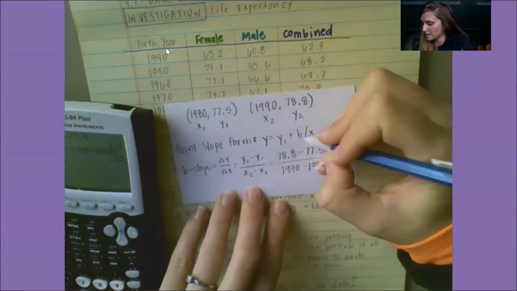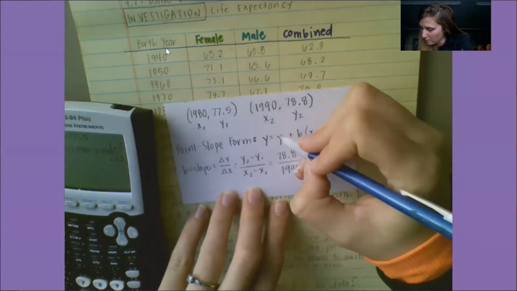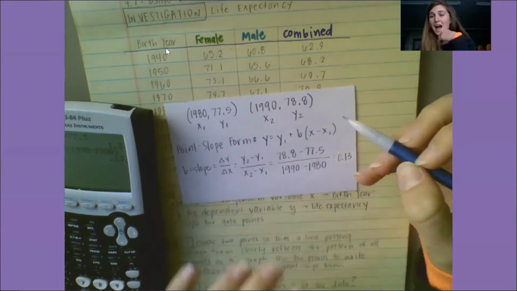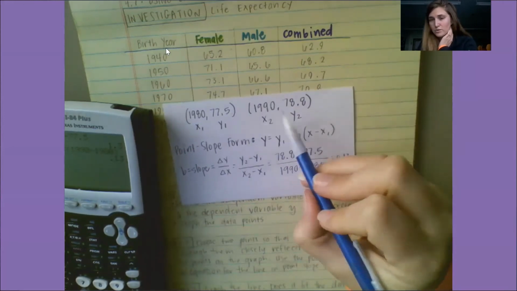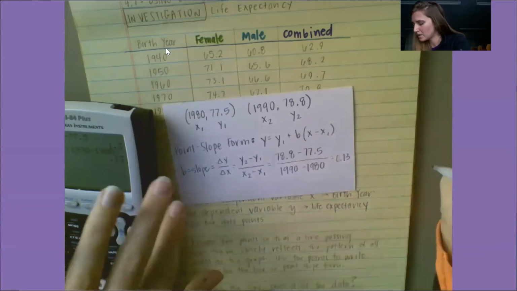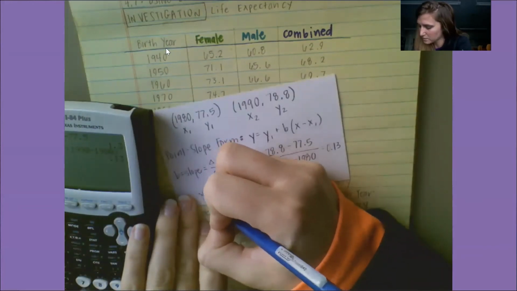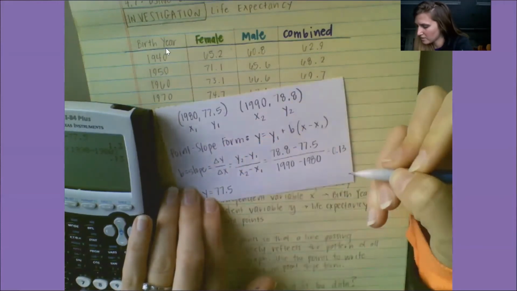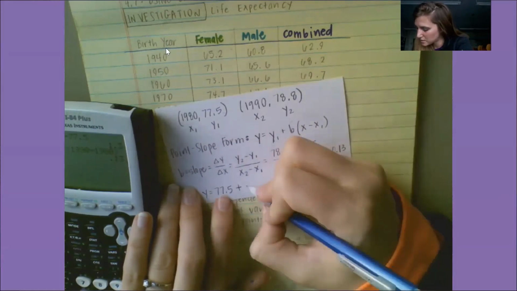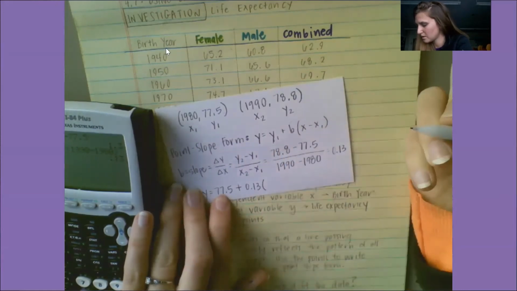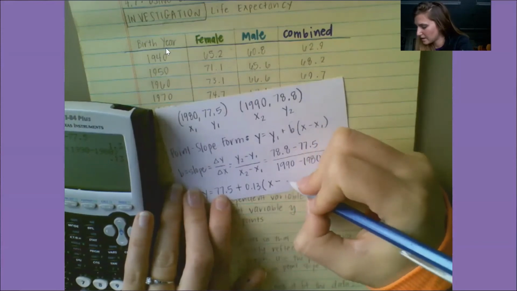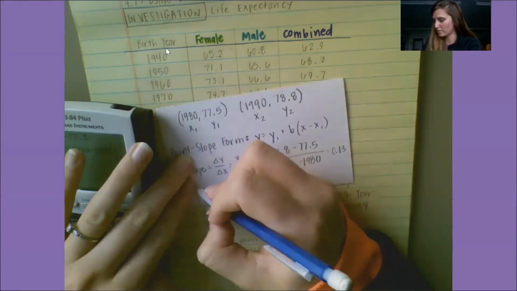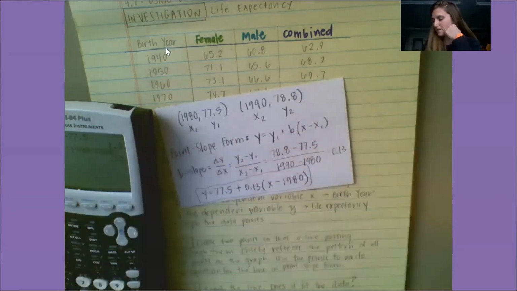So now I plug this in here for my slope, and now I'm going to plug in y1 and x1. I could use these two values instead if I wanted, but I'm going to use this. So that gives me y equals y1, so that's 77.5, plus 0.13 times x minus 1980. Right? And that's my equation for this data.